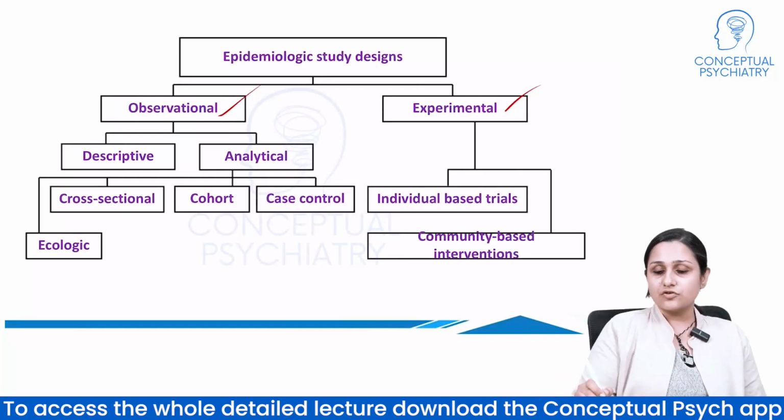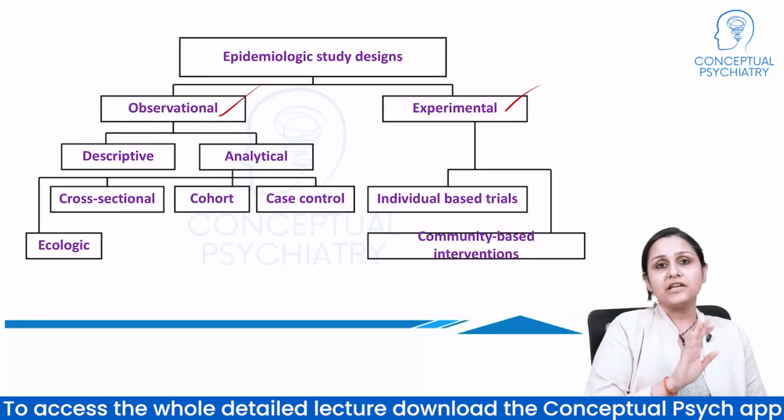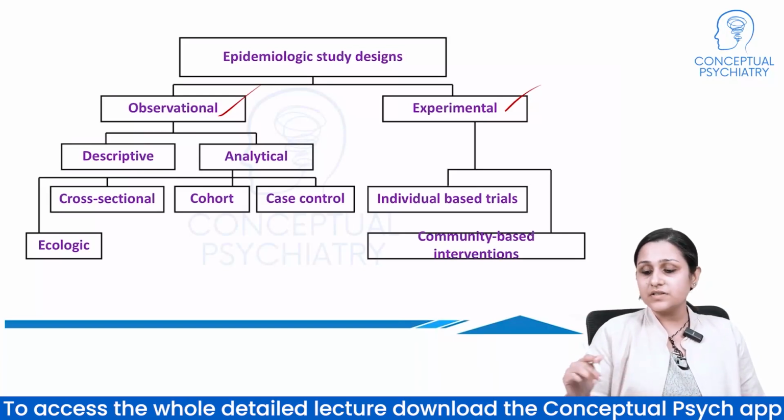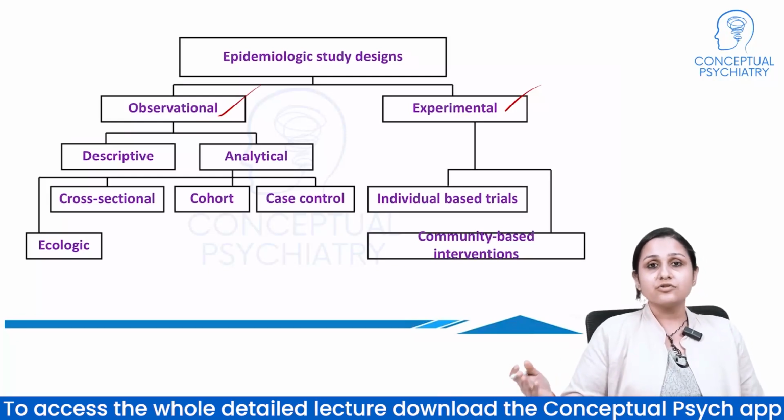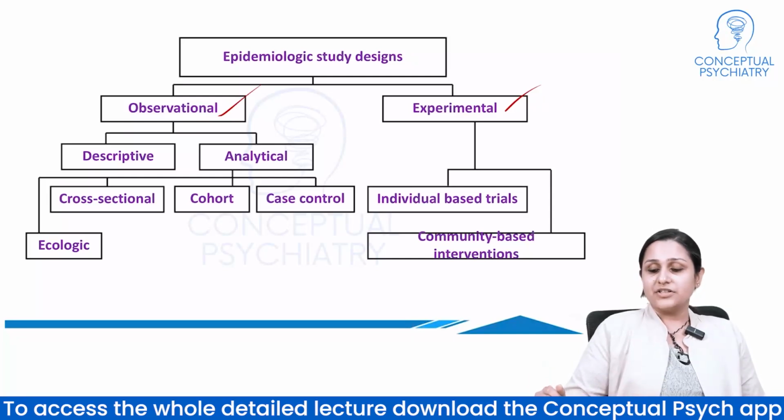As the name suggests, in observational, we only observe. We do not manipulate or intervene in any of the variables or any of the outcomes. In experimental, we do. And so naturally, we now know what would be included in experimental: RCTs, controlled trials or uncontrolled trials, okay? And even community-based intervention. So these are experimental-based branches.